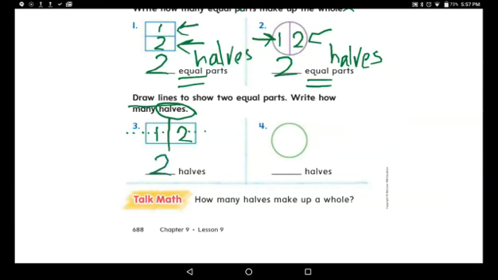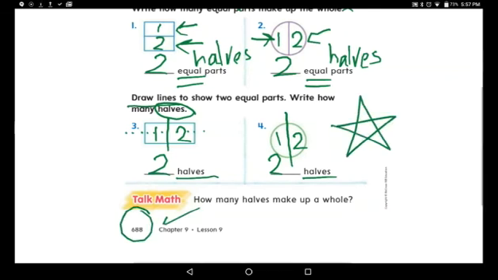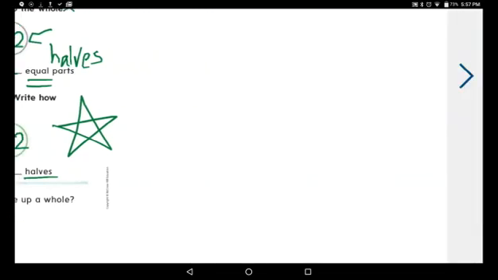Now let's move to the next question. I'm gonna cut the circle into halves. Let's count the halves. 1 half, 2 halves. So halves. Okay? We're done with page 688. Great job. Put a big star. And let's move to the next one.